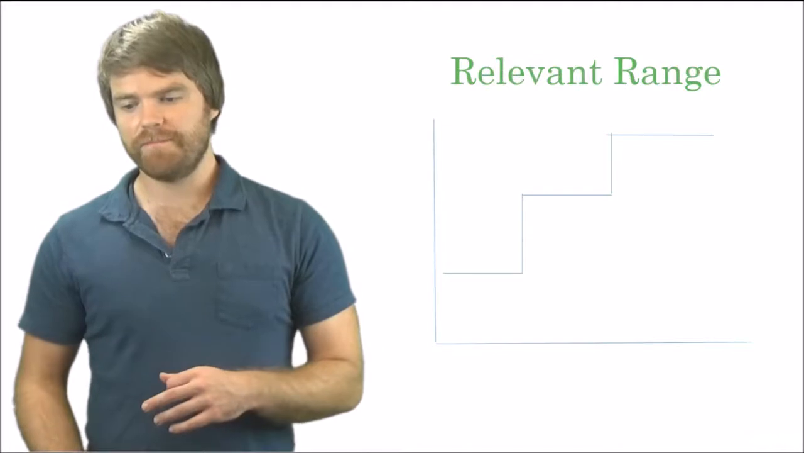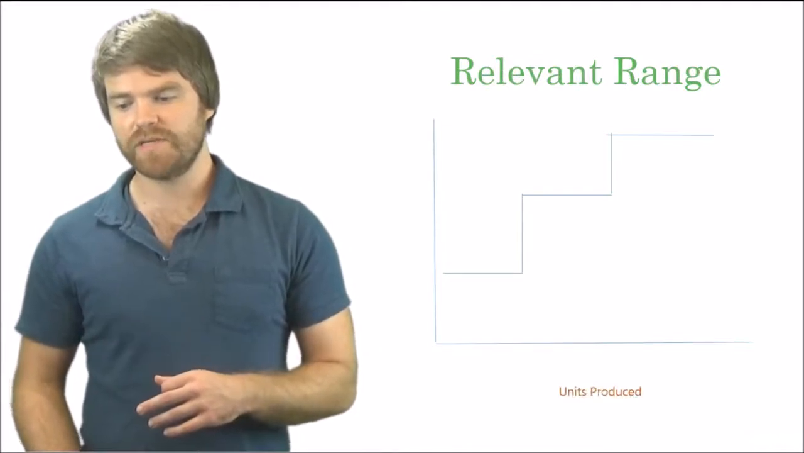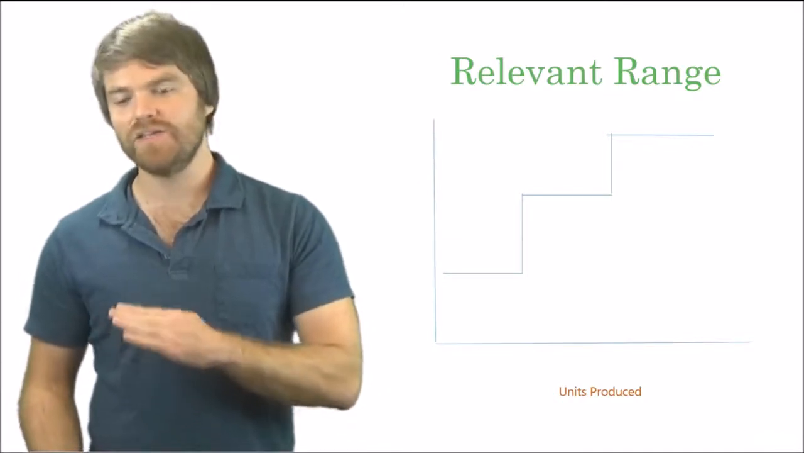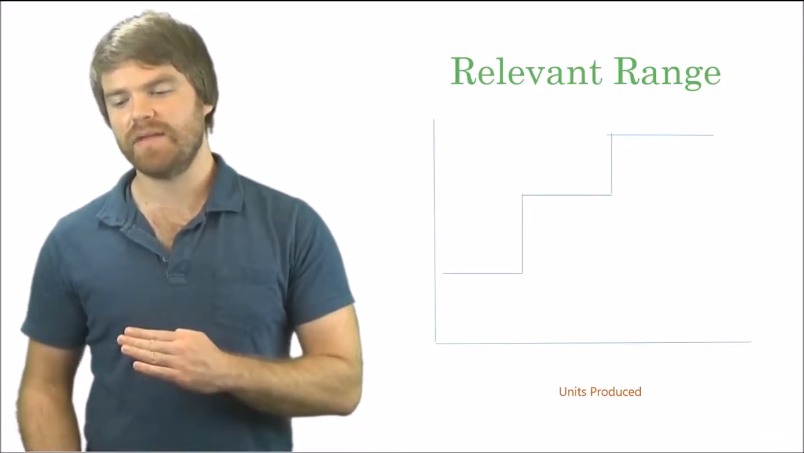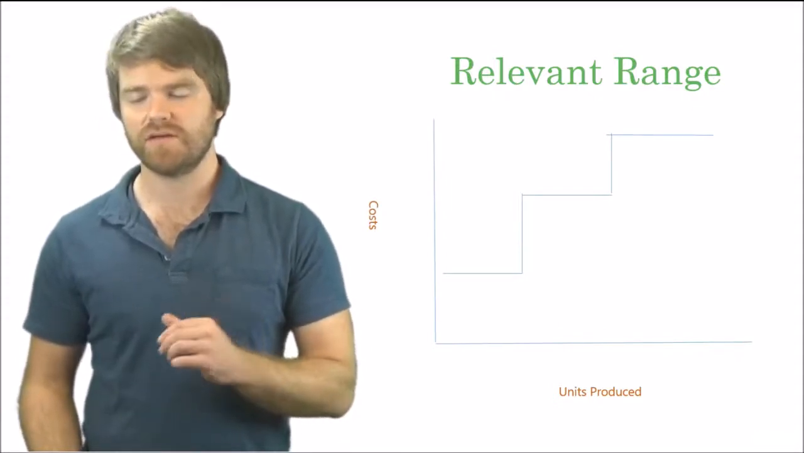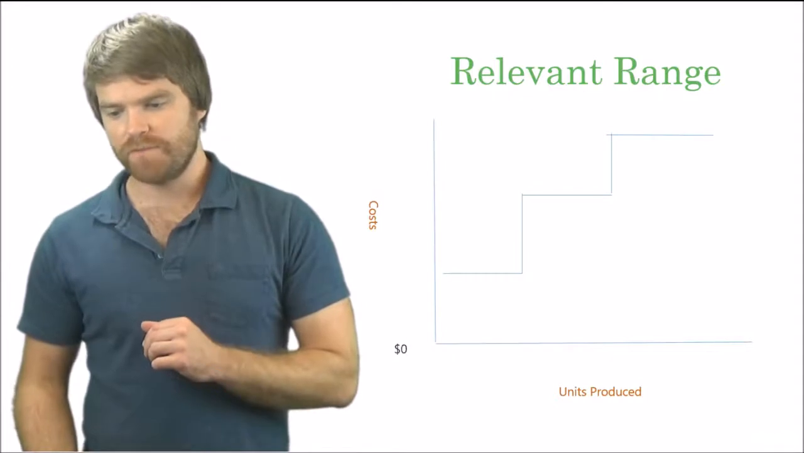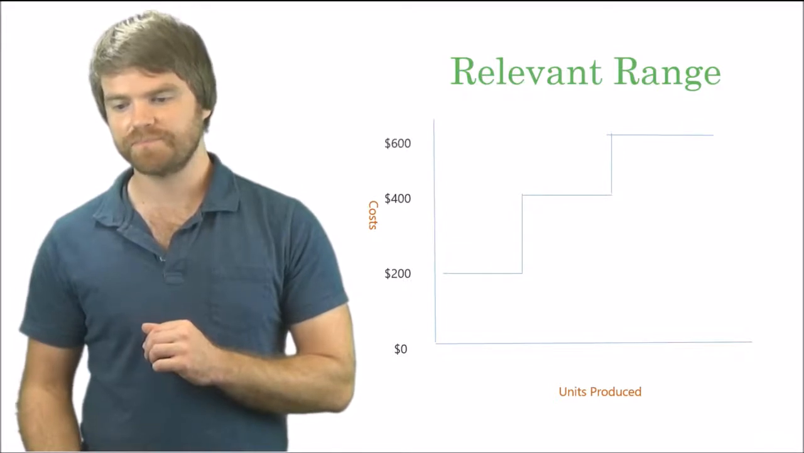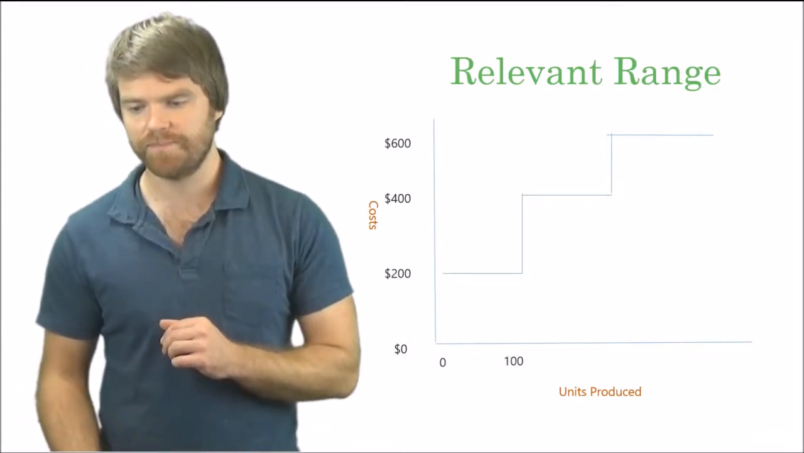Let me show you in a little graph what I mean. This is the relevant range, and this is how it works. I'm going to set you up here. On the bottom, the X axis, is units produced. On the Y axis will be your costs, your fixed costs. We'll start with $0 here and keep going up by 200.